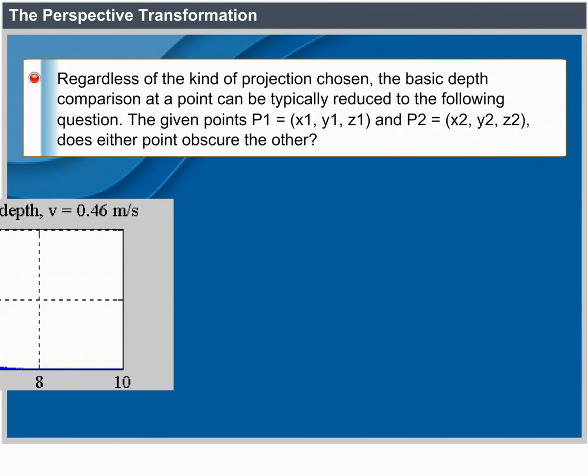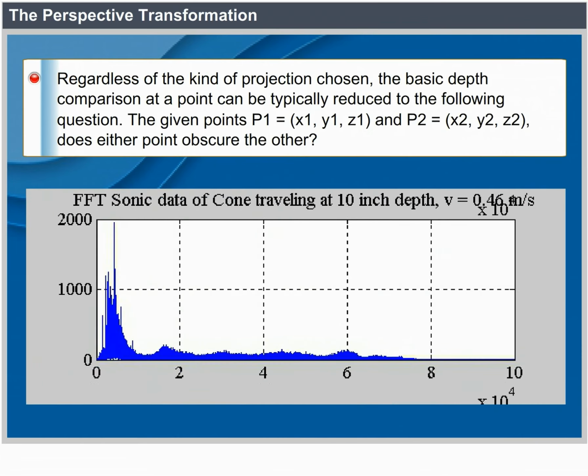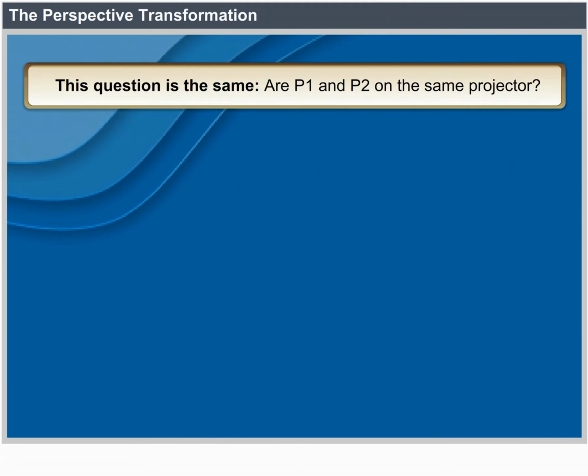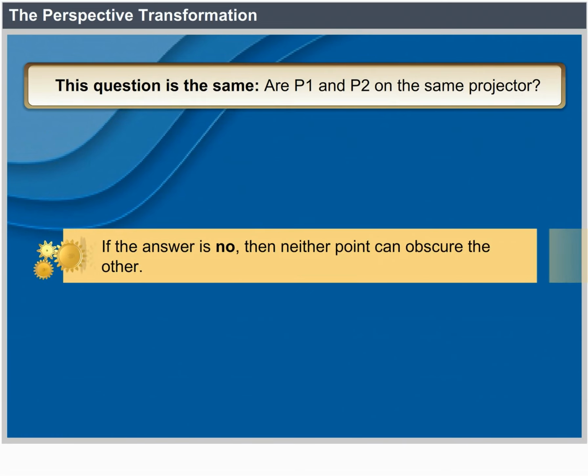Regardless of the kind of projection chosen, the basic depth comparison at a point can typically be reduced to the following question. Given points P1 (x1, y1, z1) and P2 (x2, y2, z2), does either point obscure the other? This question is the same as: are P1 and P2 on the same projector? If the answer is yes, z1 and z2 are compared to determine which point is closer to the viewer. If the answer is no, then neither point can obscure the other.